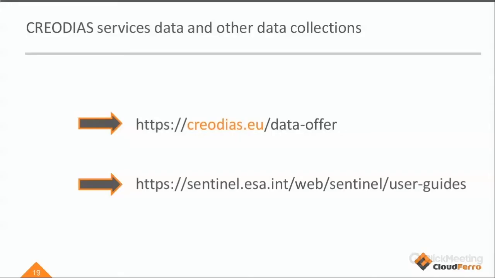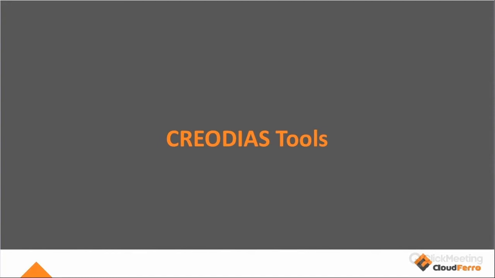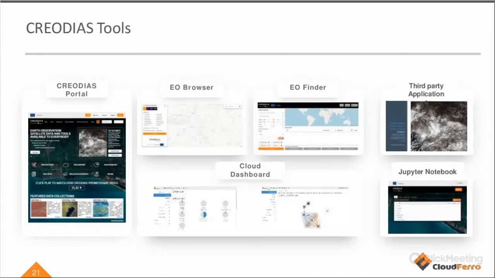And just to summarize, you can see our data offer now on our site, and you also have access to our tools that help you process your data. So you can access EO Finder to search the data. You have a cloud dashboard to set up the environment really easily. You have access to the third-party applications that are part of the DIAS, and you have access to Jupyter notebooks to prototype and test something.